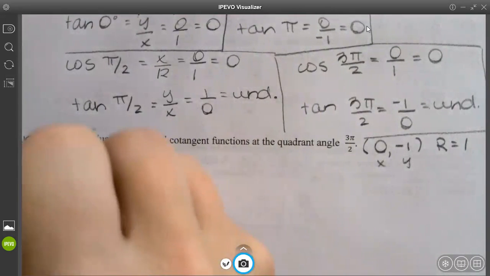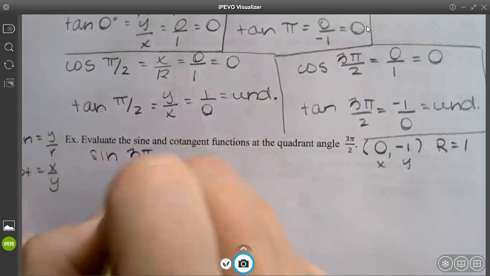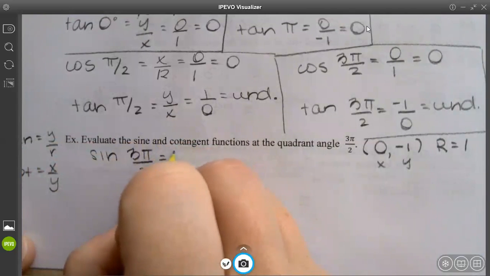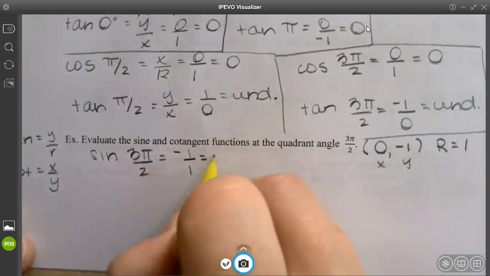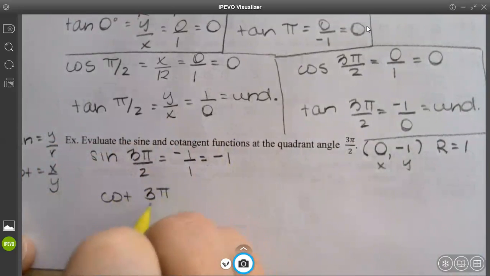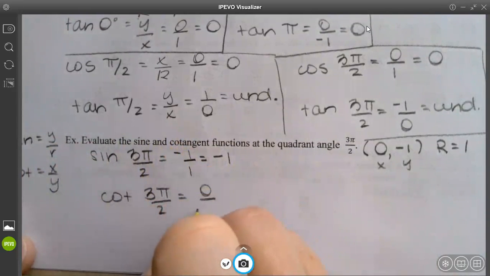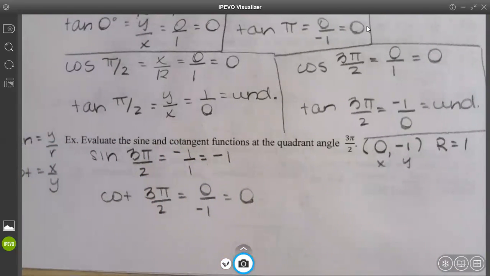Okay. So we're going to do sine of 3 pi over 2. What's your y coordinate? -1 over 1 is -1. Then we got to do our cotan of 3 pi over 2. It does x over y. What's your x? 0. Your y is -1, which gives you 0. Not hard. You just got to know the coordinates.